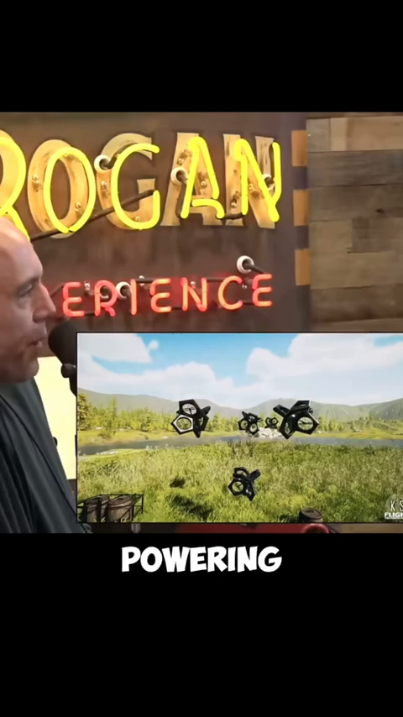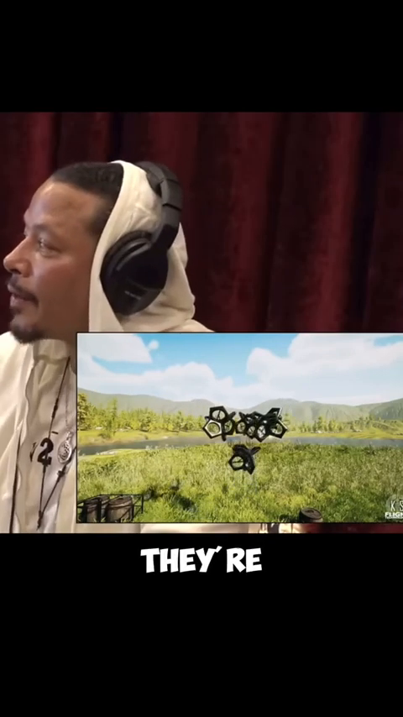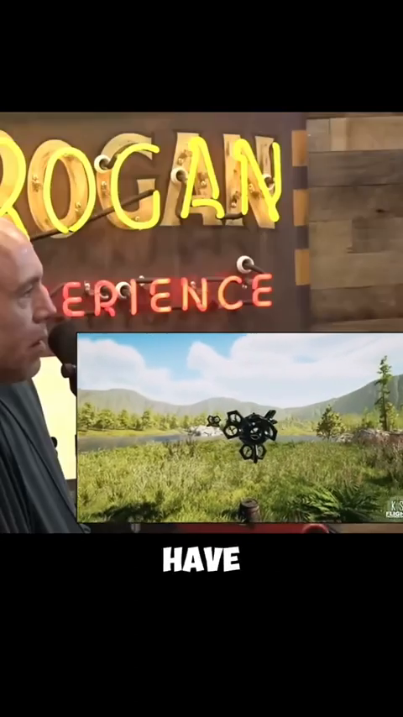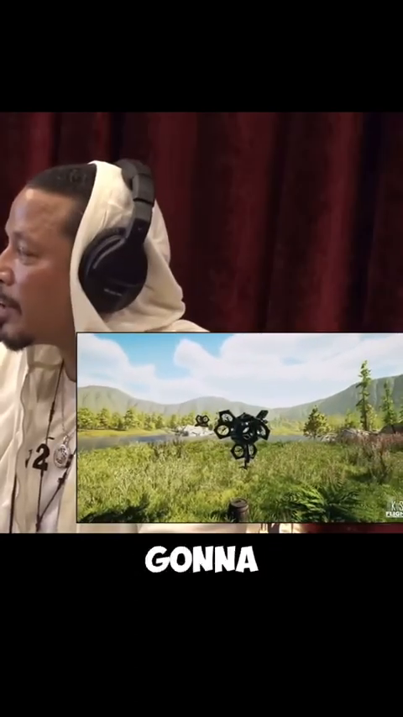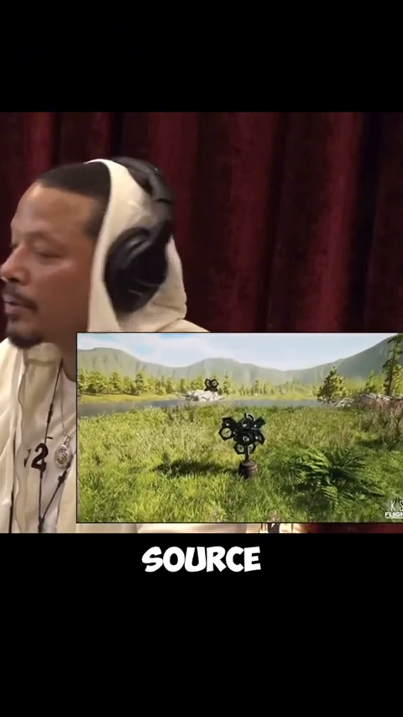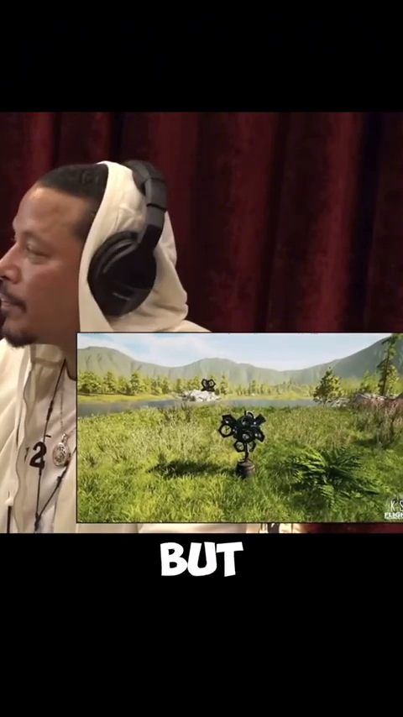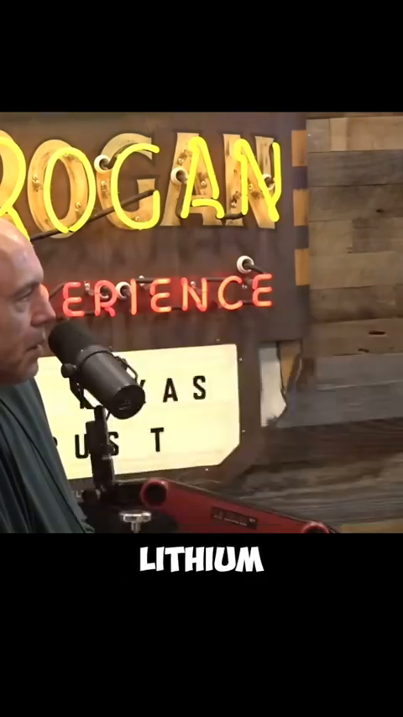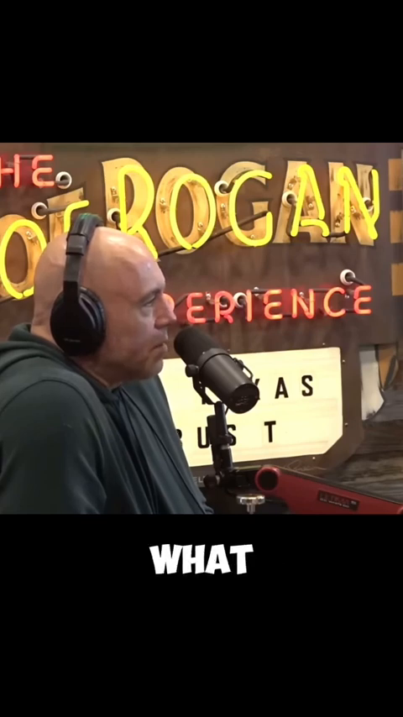And what's powering them? Right now, we're going to use hydrogen fuel cells. But I have another system that I was going to talk about in a second. But it's an unlimited source of power. But, so hydrogen fuel cells, or you can use lithium batteries. And how are they moving? Like, are those like propellers? Yeah, those are props.